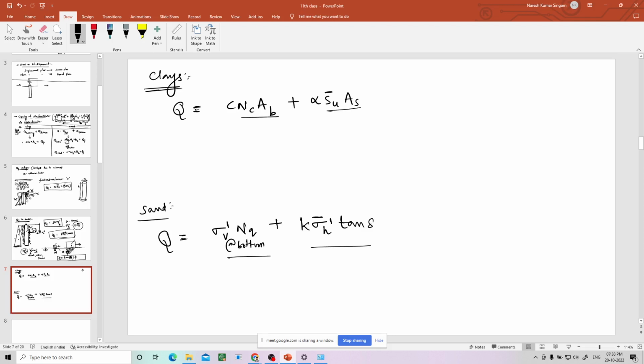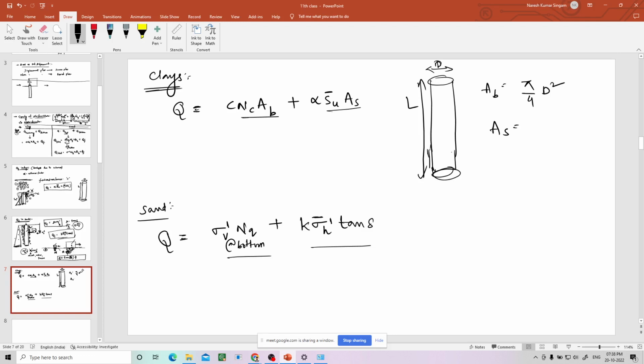Now how to calculate? Suppose there is a circular pile. How do you calculate AB? AB will be pi by 4 d square if this is d and this is L, and AS will be pi dl. Sorry, I did not multiply AS here as well as AB here. Pi dl. So this is how we will calculate. I hope you understood these formulas.